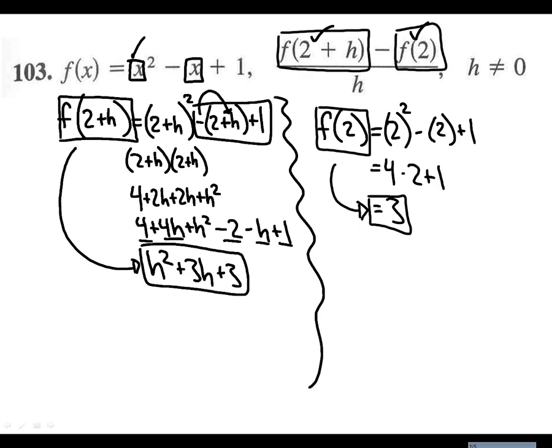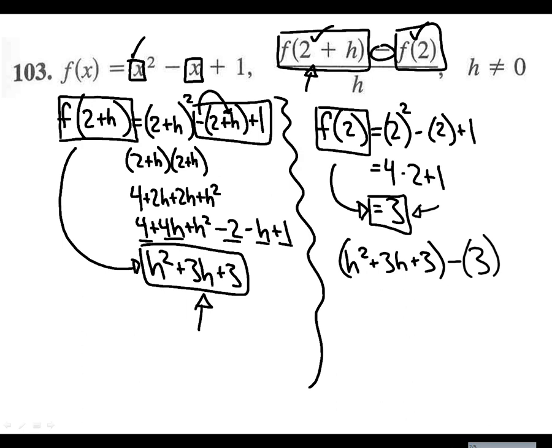Let's go back to this equation and plug it in and subtract the 2. So we're going to say h squared plus 3h plus 3 from right here. That's our f of 2 plus h. Minus 3. And I'm going to put it in just parentheses just to recognize that this is the whole f of 2. We're going to take that and divide it all by h.